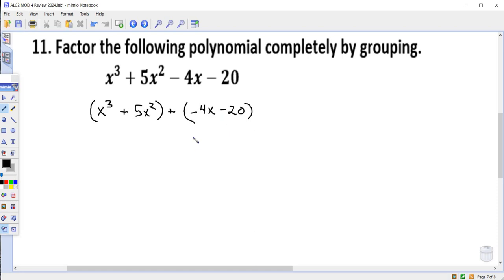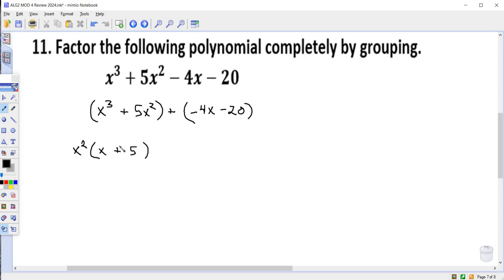And so the idea on this grouping is I'm going to factor out a GCF from both of these groups, and I want the same binomial to be left in these groups. I can factor out an x squared from this first binomial, right? Factoring out means dividing out. When I divide out x squared here, I'm left with an x. I divide out an x squared from the 5x squared, I'm just left with 5.